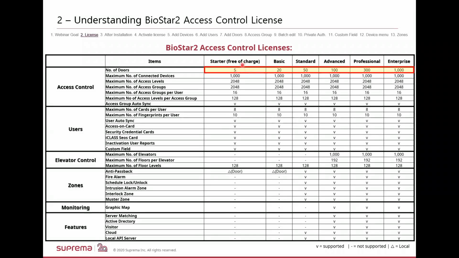If you have more than 5 doors, you need to upgrade your license. You need to purchase an upgrade from starter to basic, and it will allow you to add up to 20 doors. Standard is up to 50, advanced 100, professional 300, and enterprise is 1,000 doors.